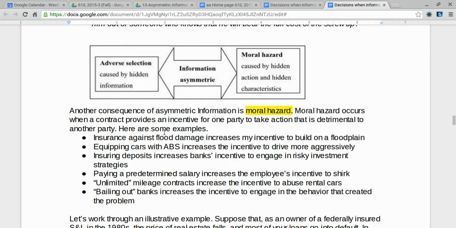Some more concrete examples of moral hazard are the following. Insurance against flood damage increases my incentive to build on a floodplain. Equipping cars with ABS increases the incentive to drive more aggressively. Insuring deposits increases banks' incentive to engage in risky investment strategies. Paying a predetermined salary increases the employee's incentive to shirk. Unlimited mileage contracts increase the incentive to abuse rental cars by driving them long distances. Bailing out banks increases the incentive to engage in the behavior that created the problem.